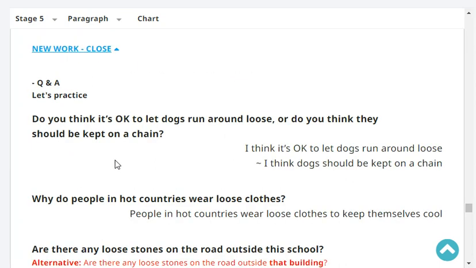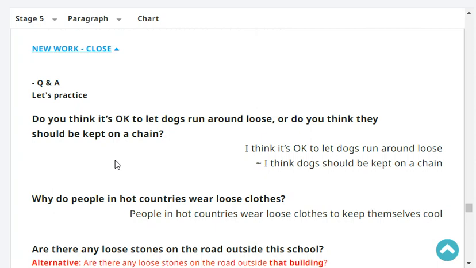Let's practice. Do you think it's okay to let dogs run around loose, or do you think they should be kept on a chain? I think it's okay to let dogs run around loose. Very good.